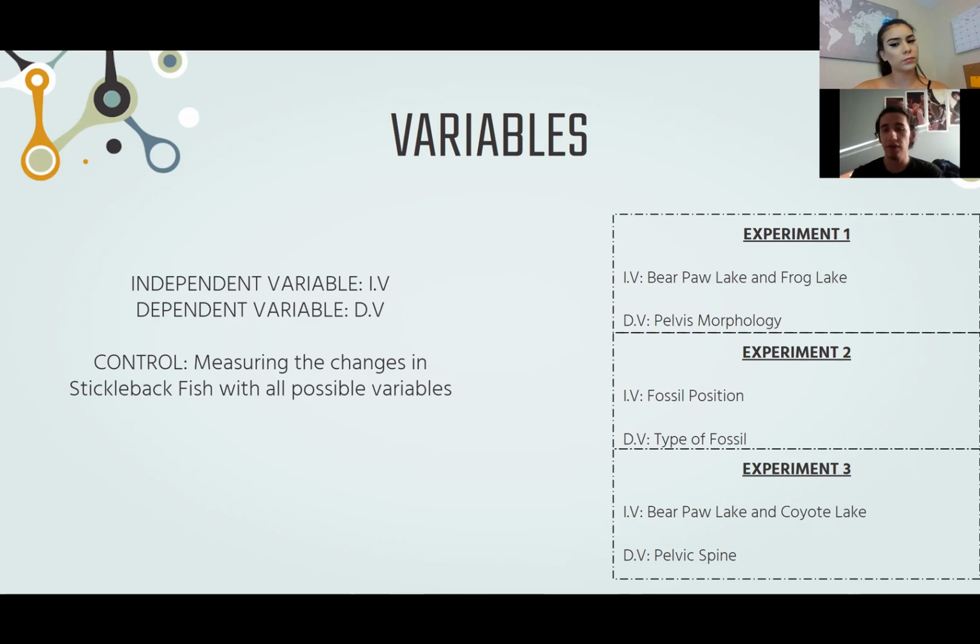And our experiment 3 independent variable is Bear Paw Lake and Coyote Lake. You don't change an independent variable. Independent variable is the variable that cannot be changed. We cannot change the fish, or we cannot change the lake. We are getting fish from both these lakes. And our dependent variable is our pelvic spine. We are measuring the differences between left and right bias in our pelvic spine.